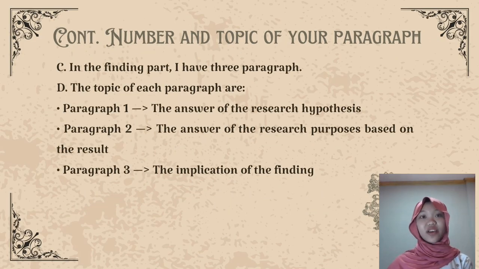C. In the finding part, I have 3 paragraphs. D. The topic of each paragraph in the finding part is: in paragraph 1, the topic is the answer of the research hypothesis. In paragraph 2, the topic is the answer of the research proposed based on the result. And in paragraph 3, the topic is the implication of the finding.